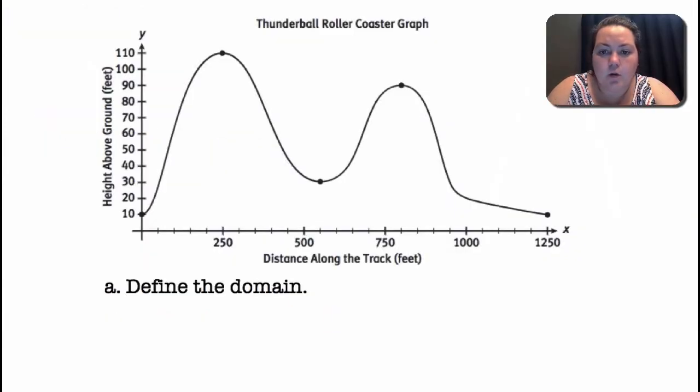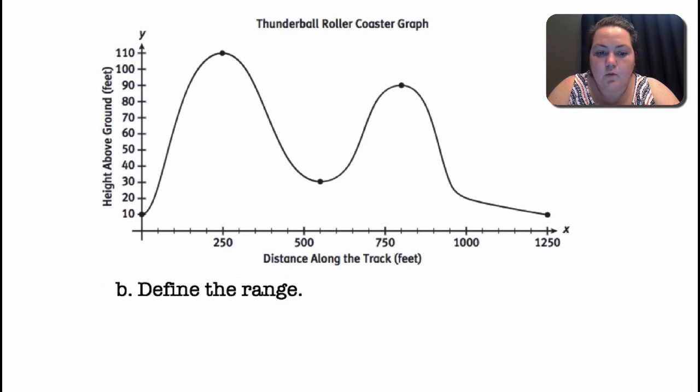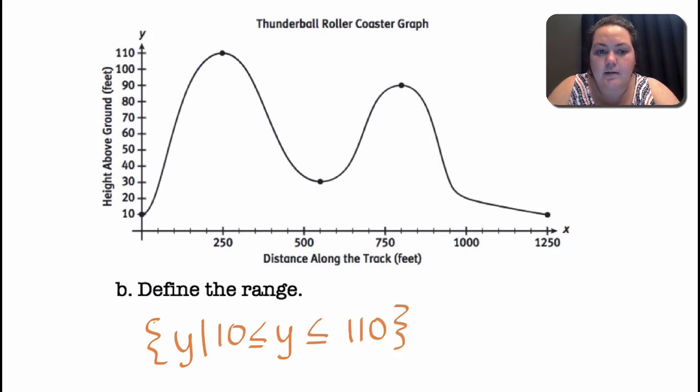All right, the Thunderball roller coaster graph. My domain goes from 0 to 1250. So x such that x is between. Remember, we always use the less thans for between, and it's filled in dots there. So 0 and 1250. The range is my y value. So it looks like the lowest it goes is 10, and the highest it goes to is 110. So y such that y is between, remember we use those less thans, 10 and 110.